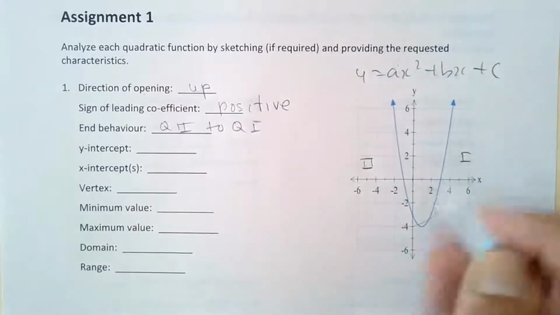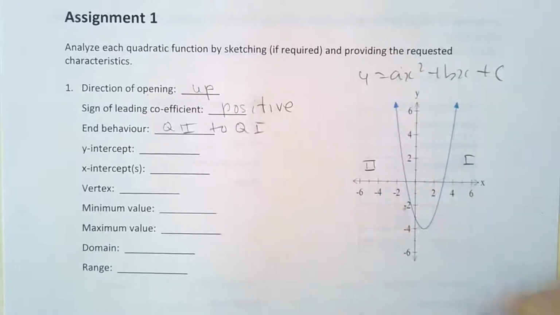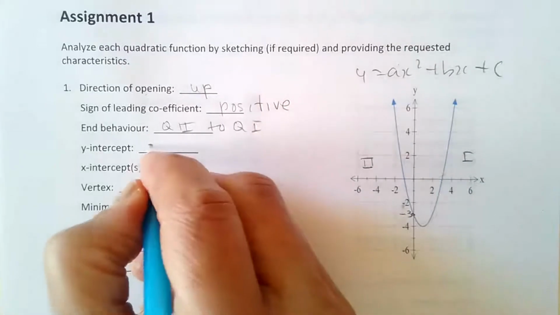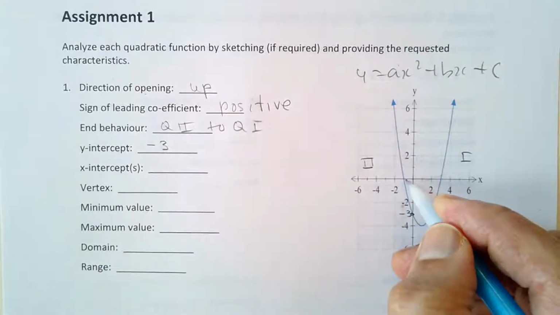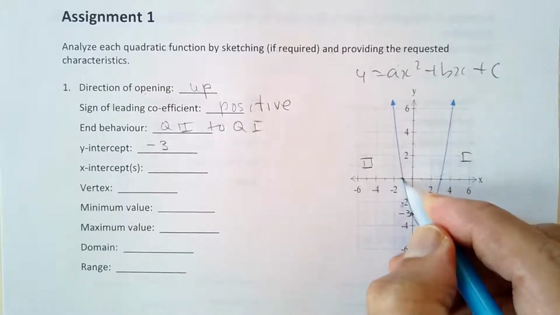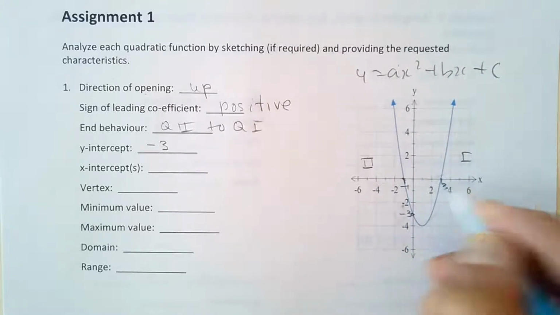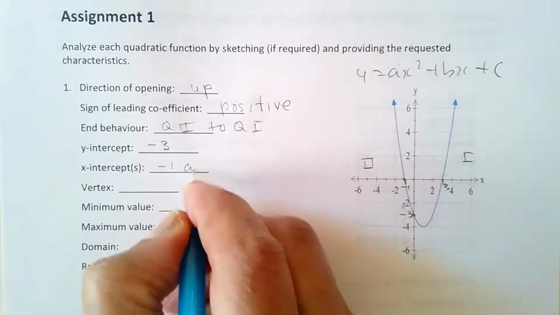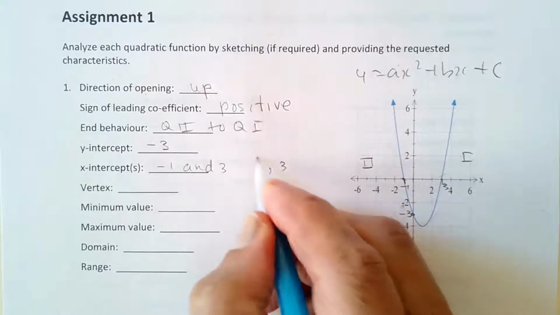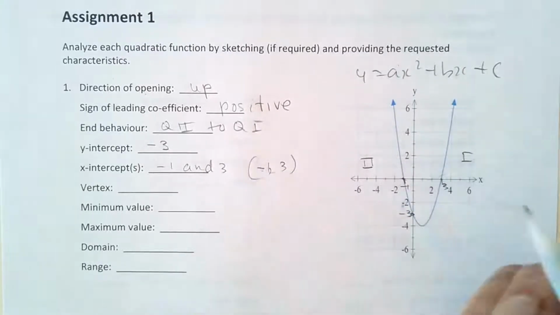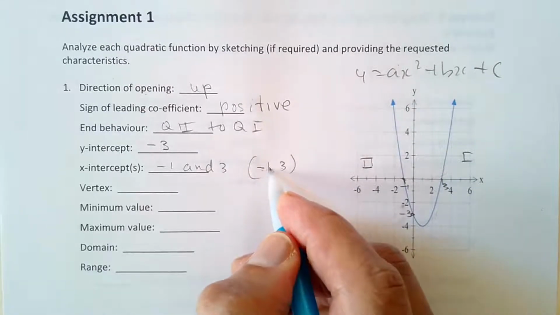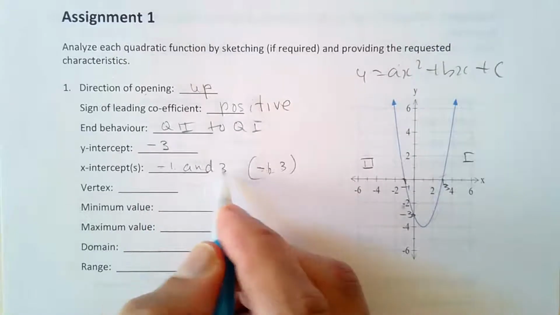Now the y-intercept, better look at this very carefully. Right down here is -3. Now there are 2 x-intercepts, which would be -1 and 3. It's right here is -1 and this is 3. By the way, do not write it in bracket form with a comma in between, since that is a coordinate point. You're going to write -1 and 3.